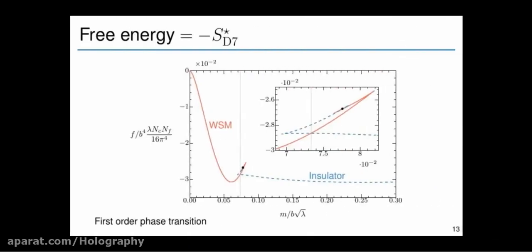So we have a phase transition, and to see what kind of phase transition it is, we can compute the free energy, and we can see that there's a first order phase transition where you have a switch over at some critical value of m over b, below which the Weyl semimetal phase dominates the ensemble and above which the insulating phase dominates the ensemble.